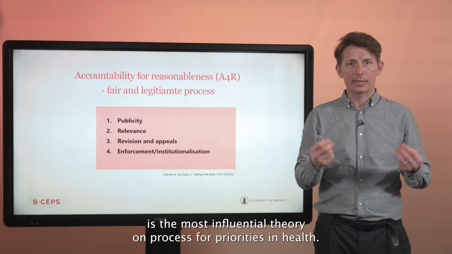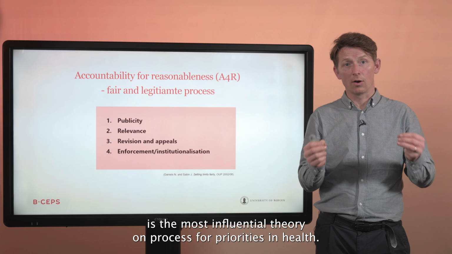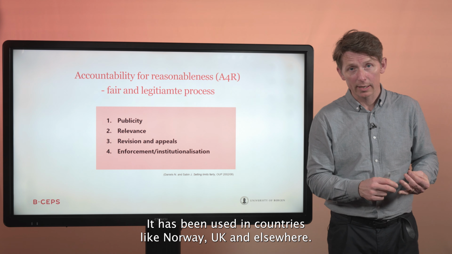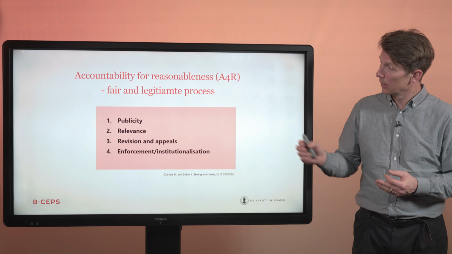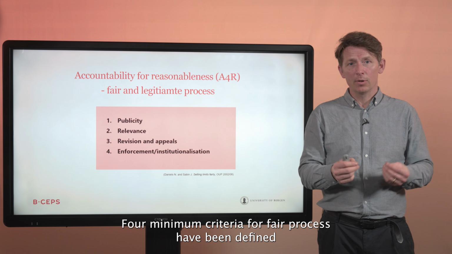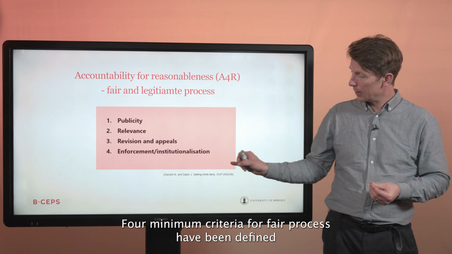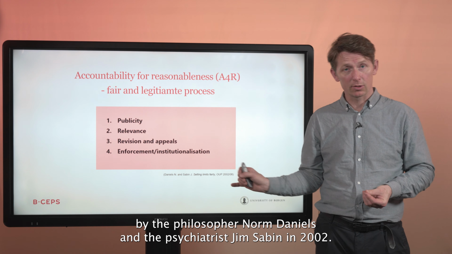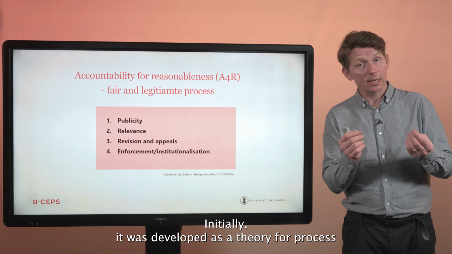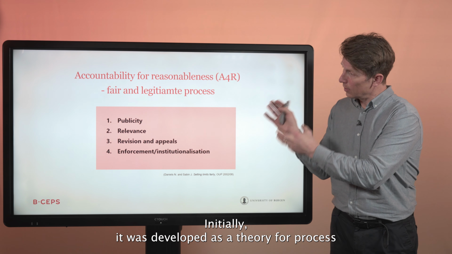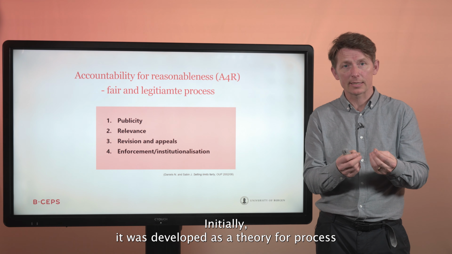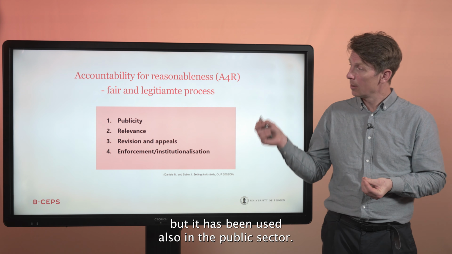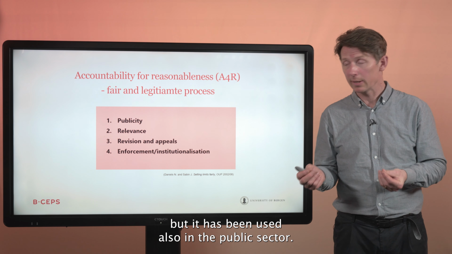Accountability for reasonableness is the most influential theory on process for priorities in health. It has been used in countries like Norway, UK and elsewhere. 4 minimum criteria for fair process has been defined by the philosopher Norman Daniels and the psychiatrist Jim Sabin in 2002. Initially it was developed as a theory for process for setting priorities in for-profit health insurance companies in the US, but it has been used also in the public sector.